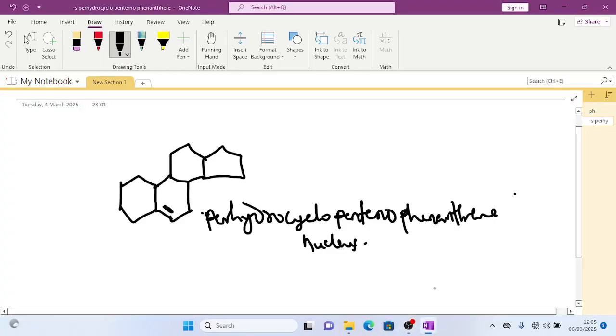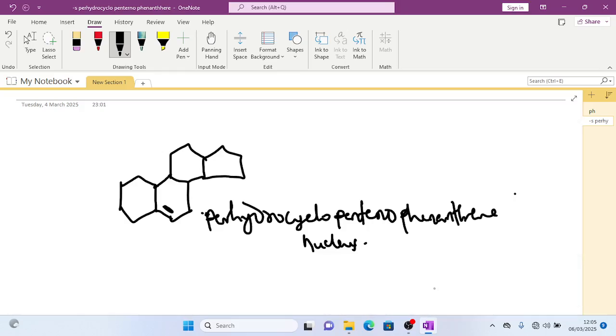Okay, we want to talk about cholesterol biosynthesis as a continuation of lipid metabolism. Cholesterol is comprised of a core nucleus, the hydroxycyclopentanoperhydrophenanthrene nucleus, which is drawn here on the screen. If you look at the structure, this ring here is the A ring, this is the B ring, this is the C ring, and this is the D ring.